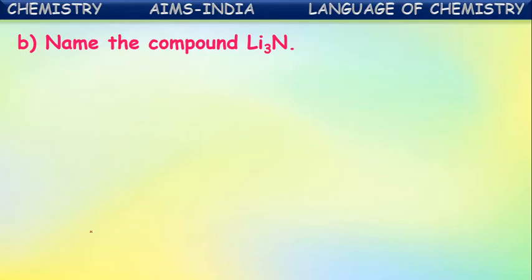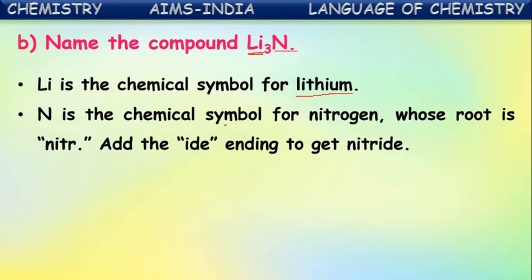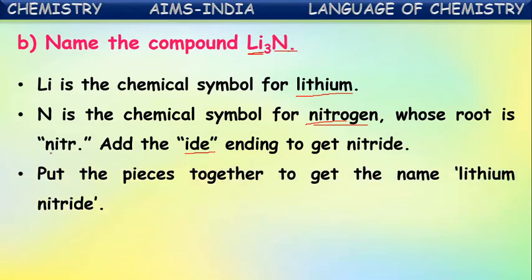Name the compound Li3N. Let us try to understand this by taking one more example, Li3N. What is the cation here? Li represents lithium. N represents nitrogen. So the cation is lithium and the anion is from nitrogen. Li is the chemical symbol for lithium, so first we write lithium in the name. Next, N is the chemical symbol for nitrogen. From the name nitrogen, whose root is nitr, NITR is taken. At the end of this anion's name, ide is attached. So when you combine all these, what do we get? Lithium nitride.